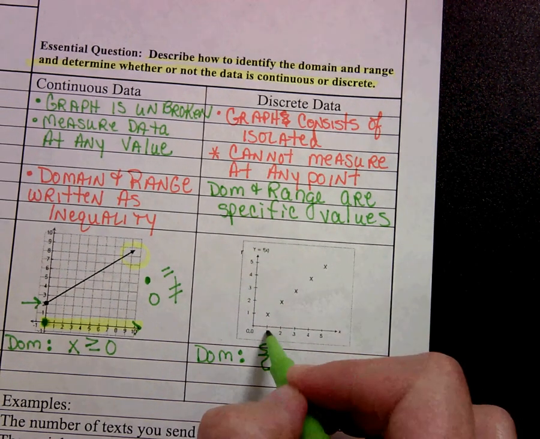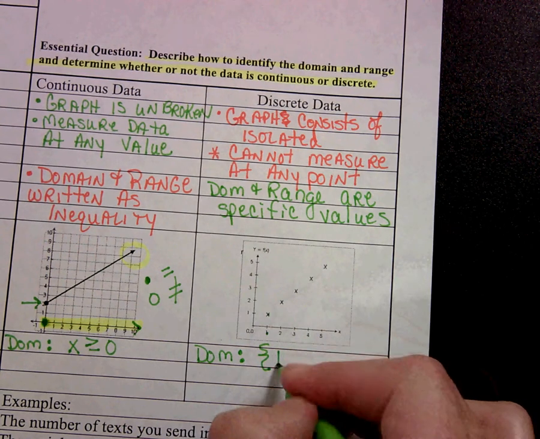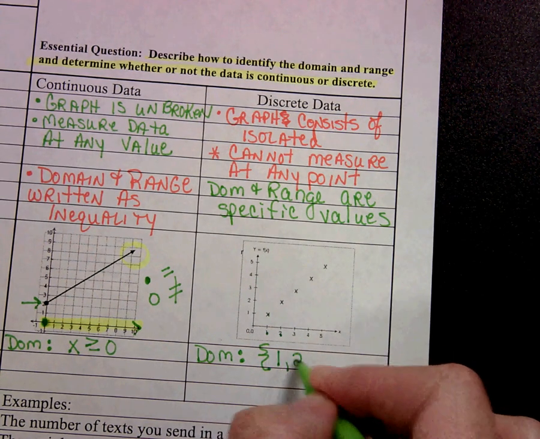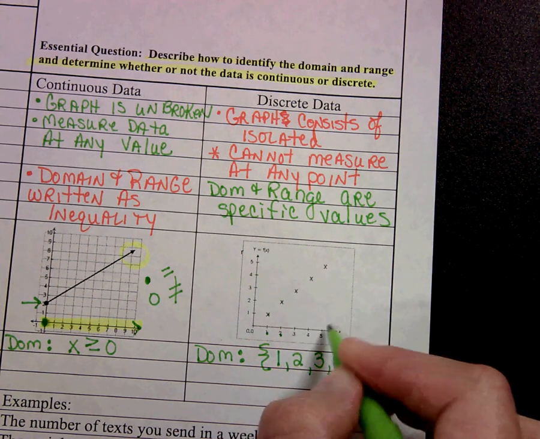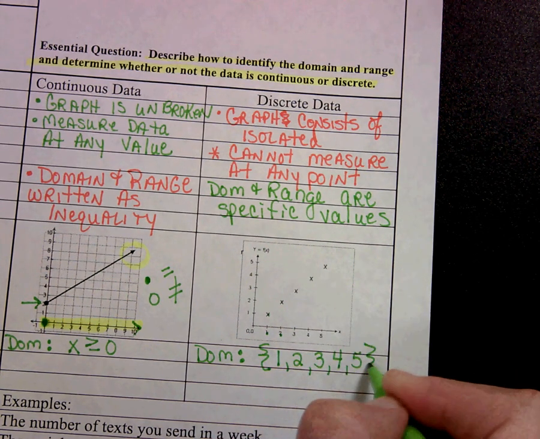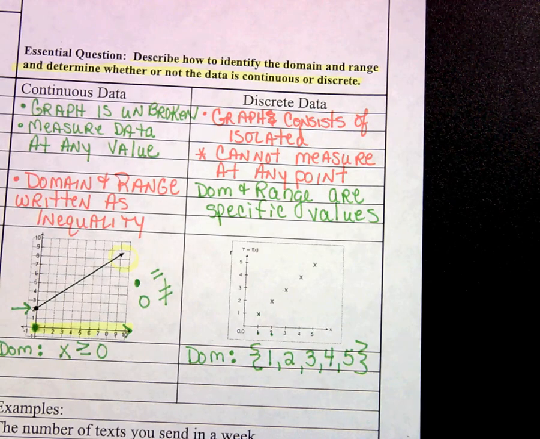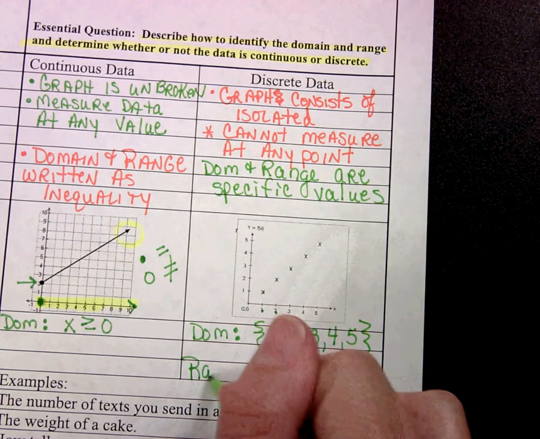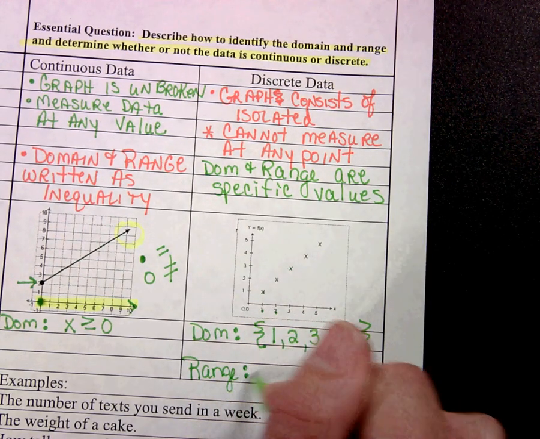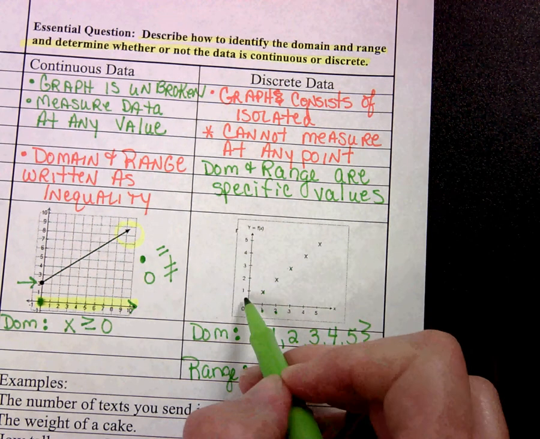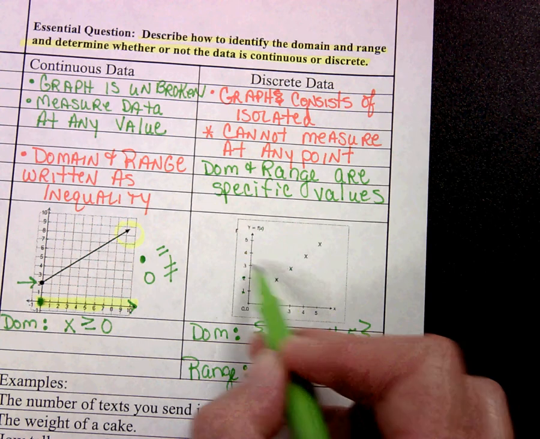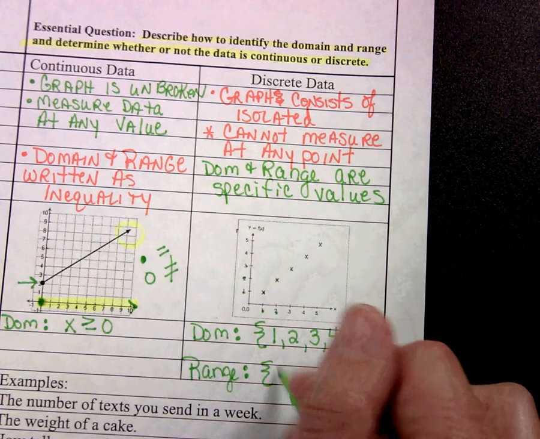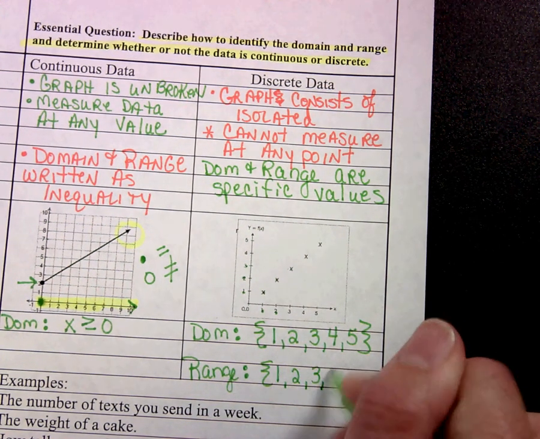We know that x can be 1. We know x can be 2. It can be 3, it can be 4, and it can be 5. And so that's how we would list the domain. And then for our range, we would do the exact same thing, but now we're looking at the y values. And it just so happens that y can be 1, 2, 3, 4, and 5. So it is the same as the domain.